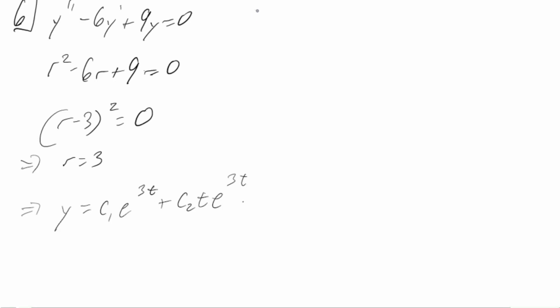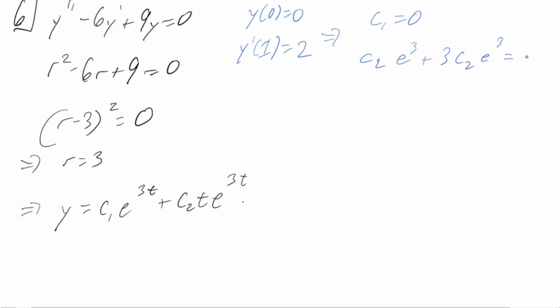Now for good practice, if we're given initial conditions like y of 0 equals 0 and y prime of 1 equals 2, you want to plug these conditions in for our function. So c1 equals 0 just by plugging in 0 for t. And then looking at the derivative and plugging 1 into the derivative, we get c2 e cubed plus 3c2 e cubed equals 2. That comes from the product rule. And there are no c1 terms, so easily solve for c2.